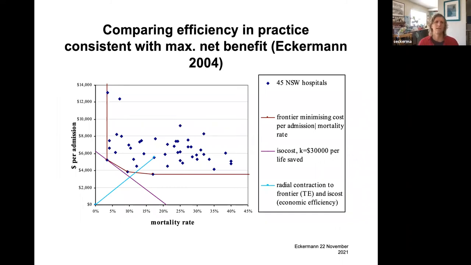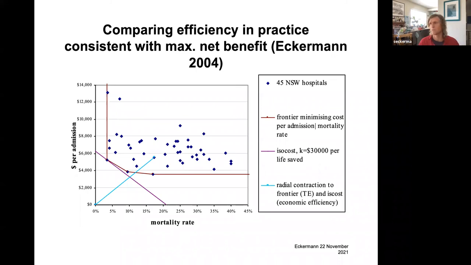And this is, you know, getting closer to what often we'll do with big data. So here I'm looking at 45 New South Wales hospitals for a particular DRG for respiratory infection, and I've got their cost per admission and their mortality rate. Putting it in the cost-disutility plane, I can get all sorts of lovely efficiency measures, and I can get relative efficiency measures, technical, scale, and economic efficiency measures. I can get health shadow prices, et cetera, because I've got this nice radial property.